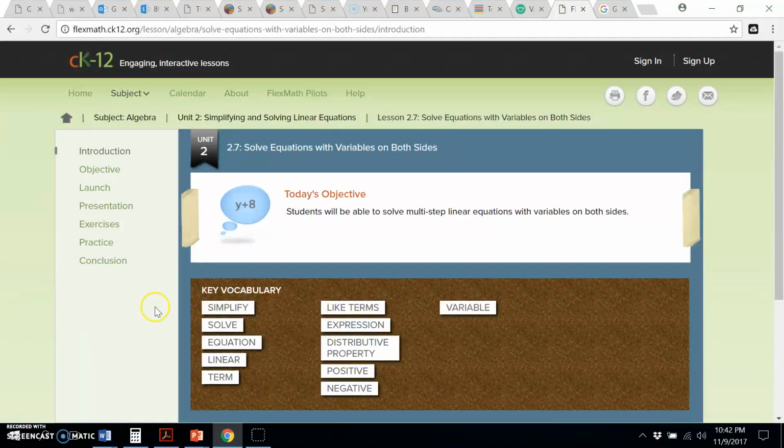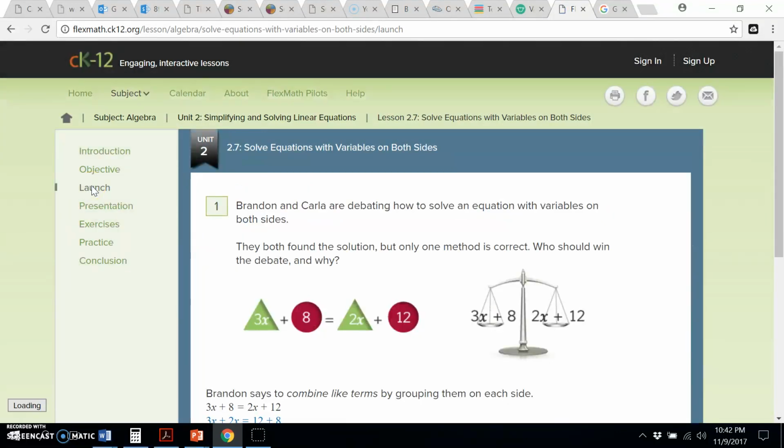Okay, let's look at the vocabulary. We should all understand the vocabulary: simplify, solve equation, linear terms, like terms, distributive property, positive, negative, and variable. Those are definitions you should already know. So let's just look and read with me as I read aloud.